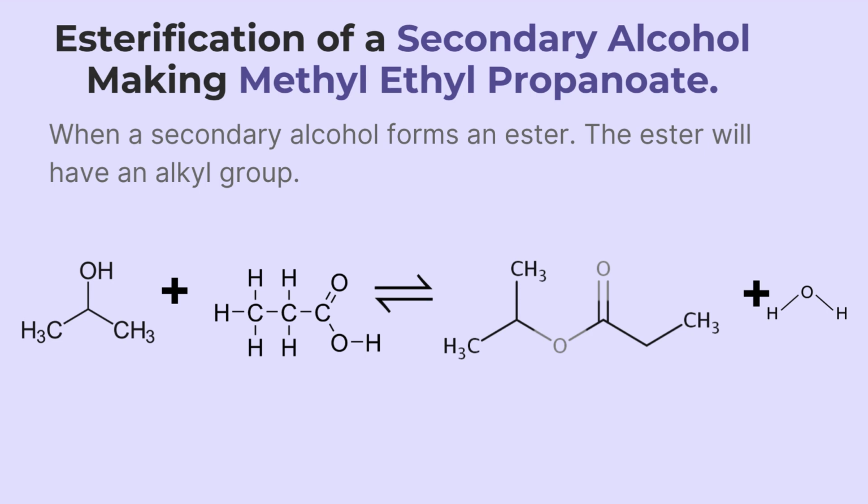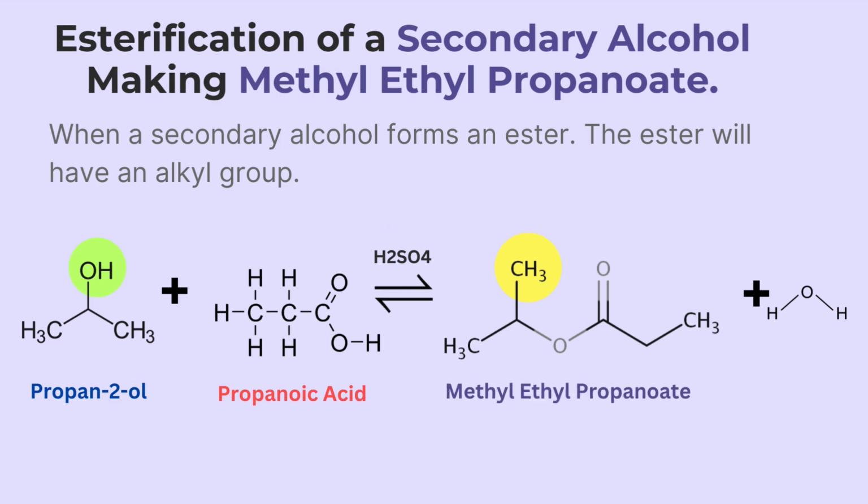Here's another intriguing example. Imagine we kick things off with propanoic acid. We introduce our trusty catalyst, sulfuric acid, but here's where it gets interesting. We're using a secondary alcohol, propan-2-ol. The result? An esterification reaction, of course. However, the product is a little, well, crooked. You see, the alcohol having an OH group on the second carbon formed the ester bond. This results in a methyl group in the final product. Voila! We have a compound with the name methyl ethyl propanoate.